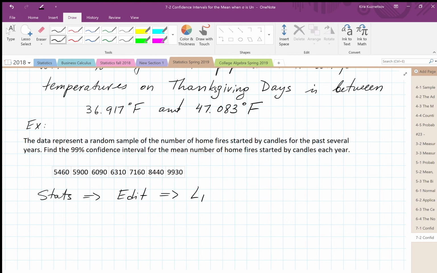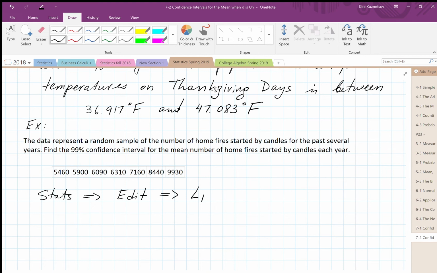6090, 6310, 7160, 8440, and 9930. The 7-2 is going to be easier to do just because the numbers tend to be smaller. A lot of the problems in the book do tend to be under 30. They just have to assume that the distribution is approximately normal, which they actually don't in this problem, but they're doing it anyway. The assumption has to be that the distribution is approximately normal, so we have to assume it in order for us to even do this.